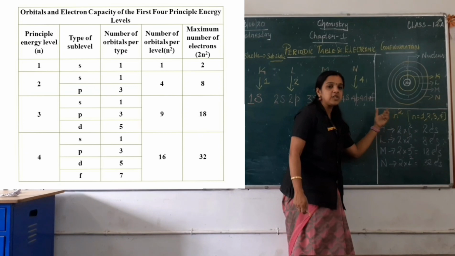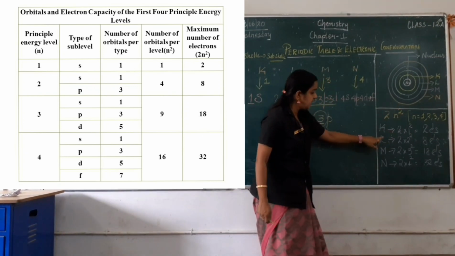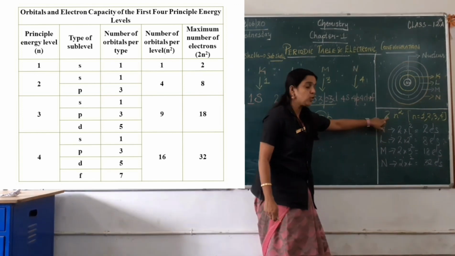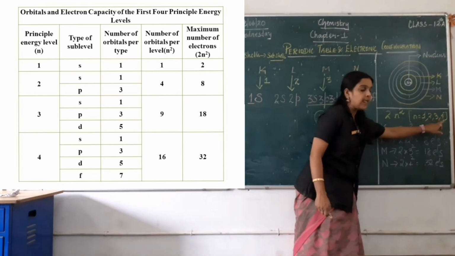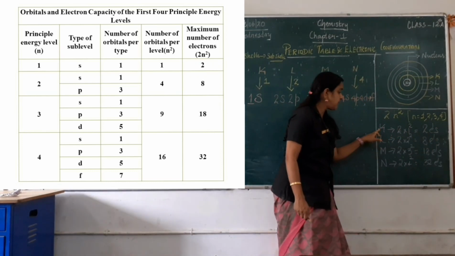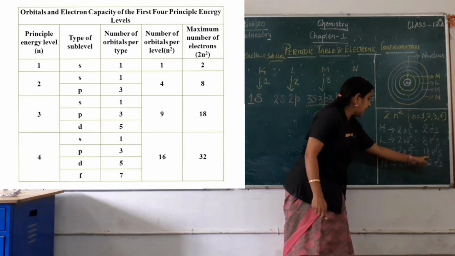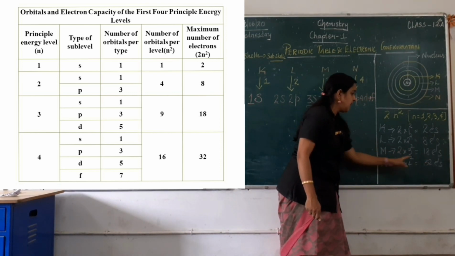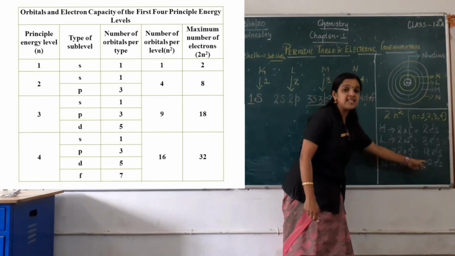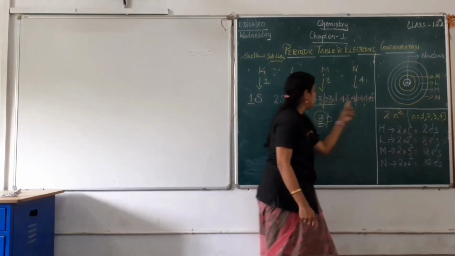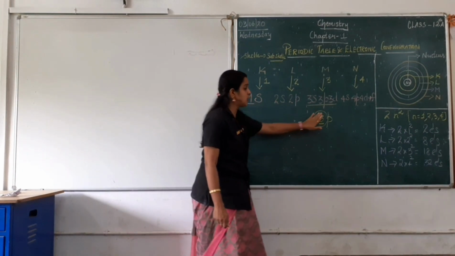So the formula which is used to calculate the maximum number of electrons in each shell is 2n square, when n is equal to 1, 2, 3, 4. Now you can see 2 electrons can be in K shell, 8 electrons can be in L shell, 18 electrons can be in M, and 32 electrons can be in N shell. Now where do these electrons go? They go in these respective subshells. Now how do we calculate that?